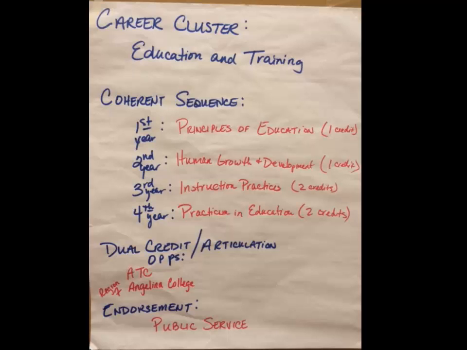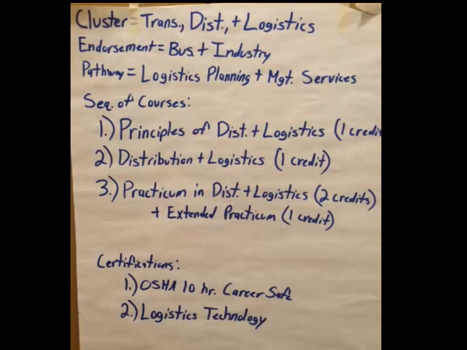All right, transportation cluster. We had transportation, distribution, and logistics, and that falls under the endorsement of business and industry. And we selected a specific pathway of logistics, planning, and management services. The sequence of courses we selected, you start with principles of distribution and logistics for a credit. Second course is distribution and logistics for a second credit. And we were going to finish it up with practicum in distribution and logistics for 2 credits, and we could add the extended for a third.